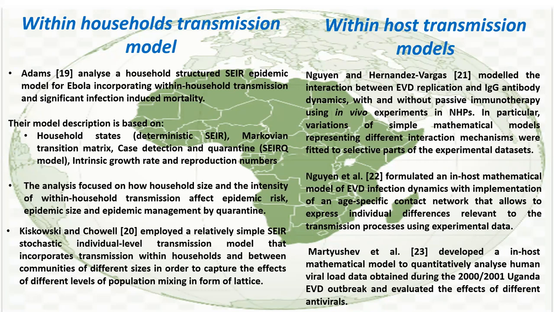They further look at formulating another in-host model where they look at the implementation of the age-specific contact network. That is, it allows individual differences relevant to the transmission process. They make use of that and apply experimental data to it too. Within that in-host model, we also have Masu et al., who developed an in-host model to analyze human viral load. They obtained the data during the 2000 and 2001 Uganda Ebola outbreak. They try to look at the effect of different antiviral drugs on the human body too.